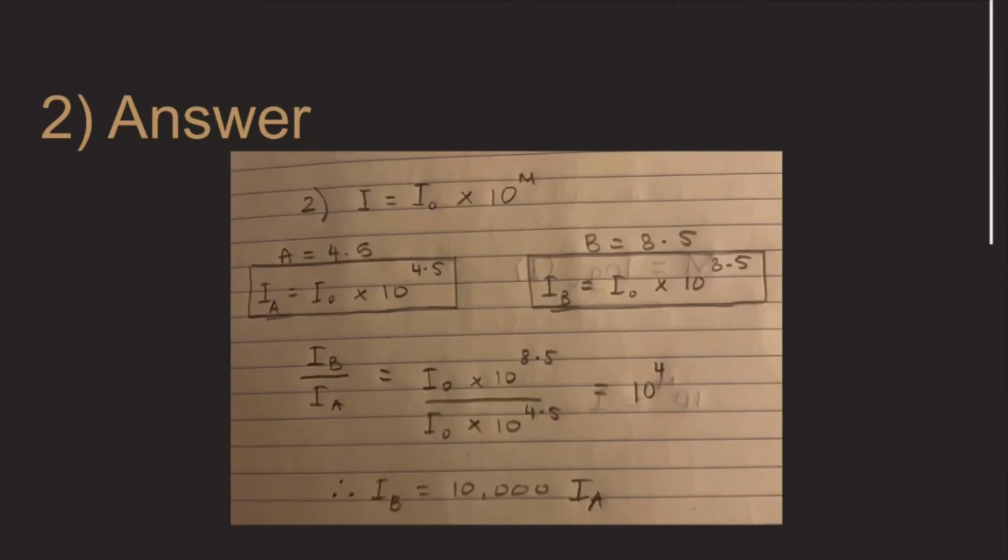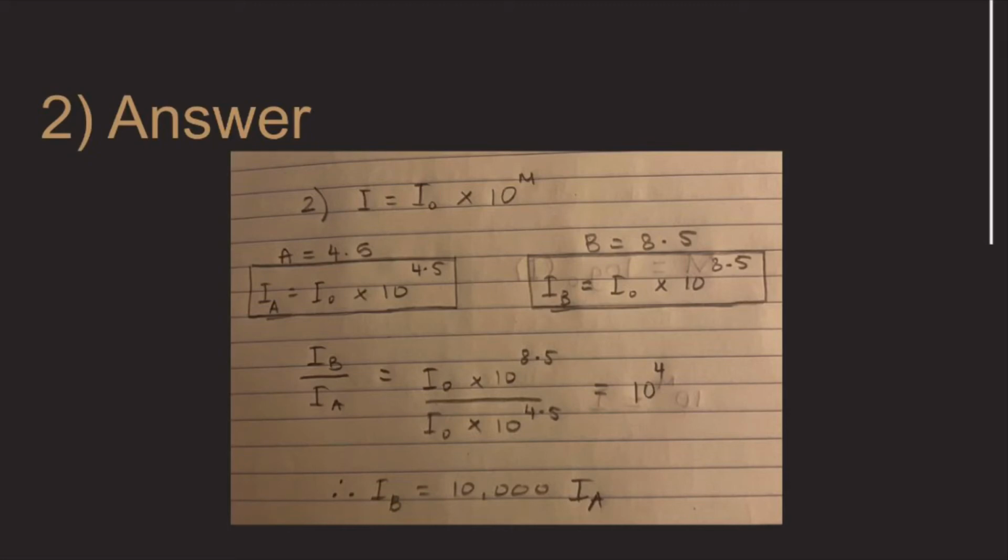So this is the answer for the second question. I converted the original equation to exponential form, which will give you I equals I0 times 10 to the power of m. Since there are two different earthquakes, A and B, with different magnitudes, 4.5 and 8.5, you will substitute this value to m of the equation, which will give you I0 times 10 to the power of 4.5 and I0 times 10 to the power of 8.5.